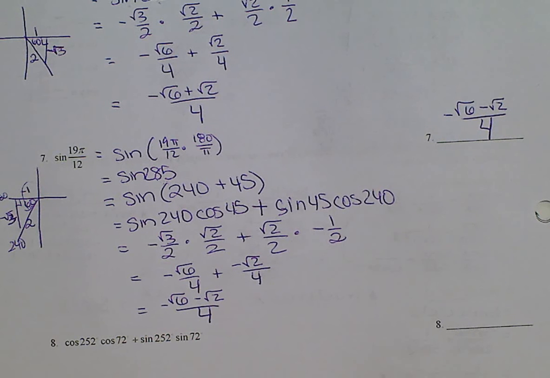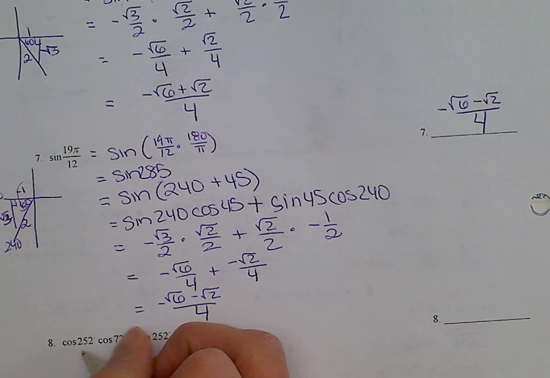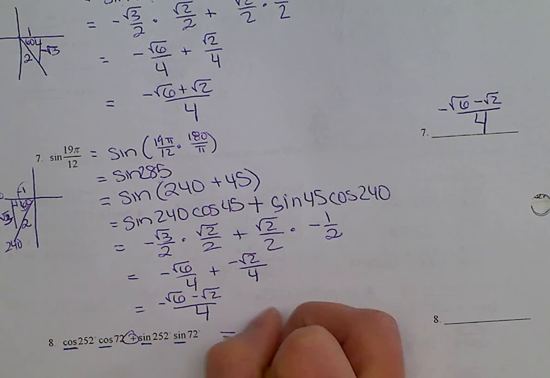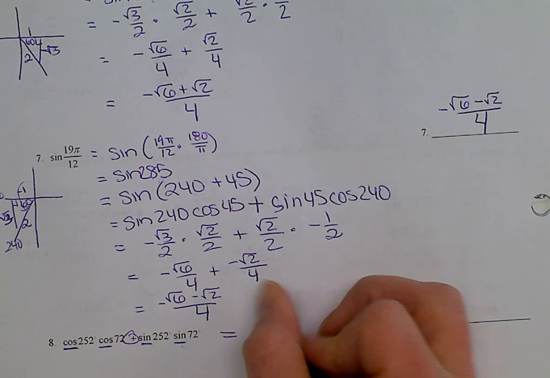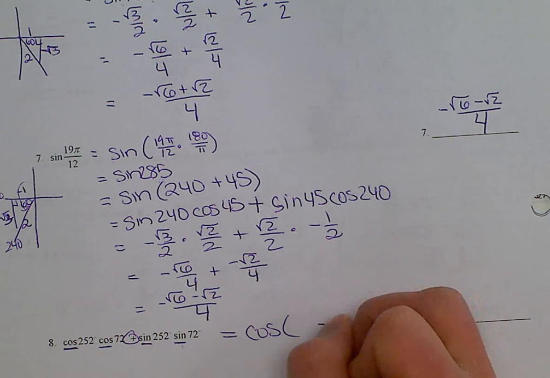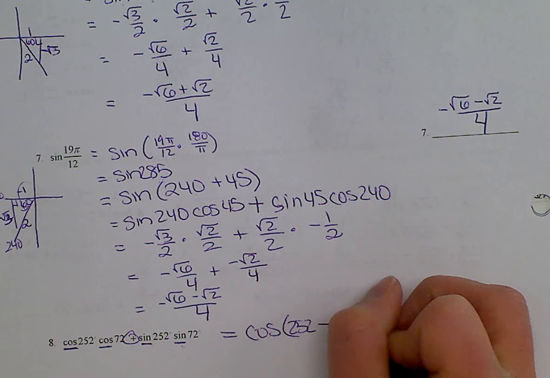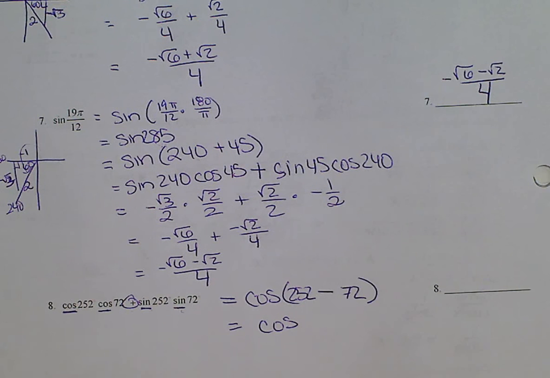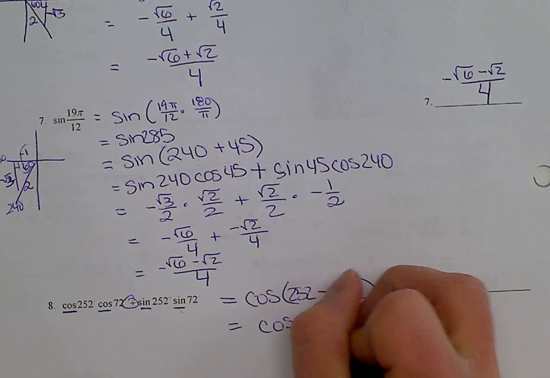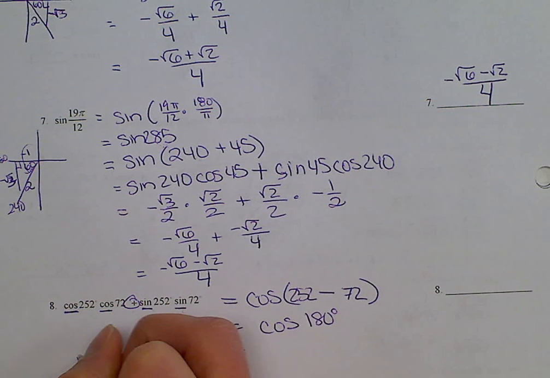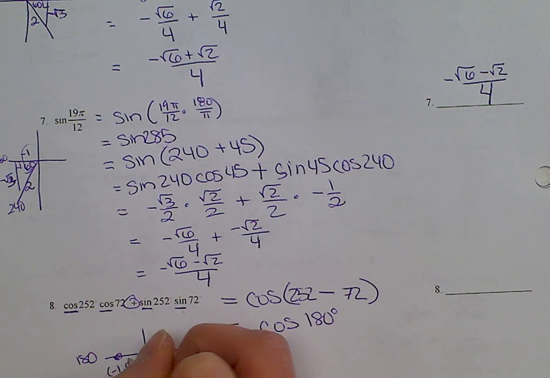Okay, the next one. Looking at this pattern here, I see the cosine, cosine plus sine, sine. When we do cosine, cosine, sine, sine, this is the sum or the difference of the cosine. But we need to remember that cosine uses the opposite sign. So I can subtract my two angles. 252 minus 72 is 180. The cosine of 180 degrees is negative 1.